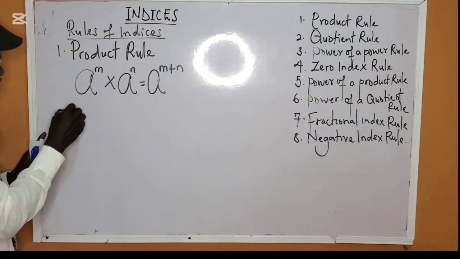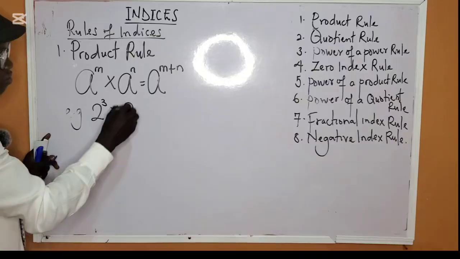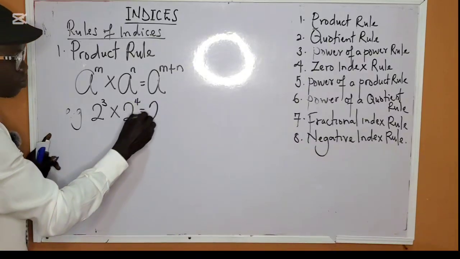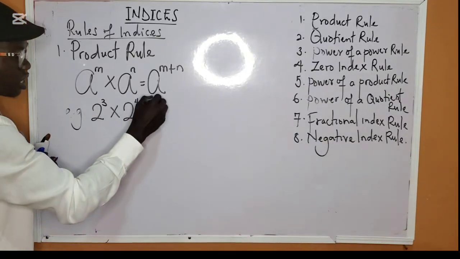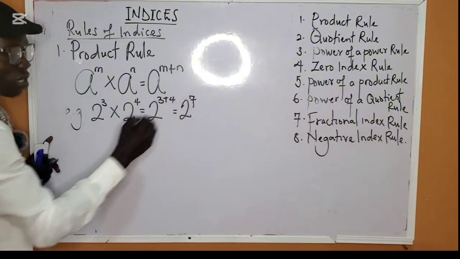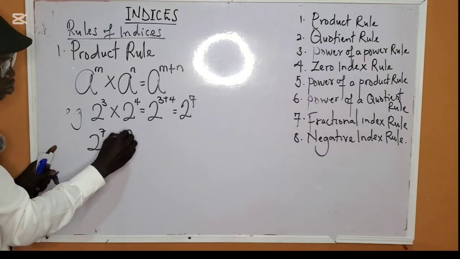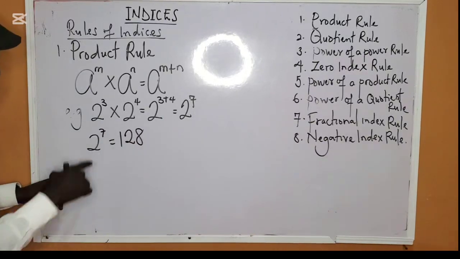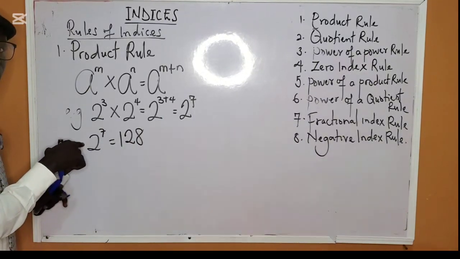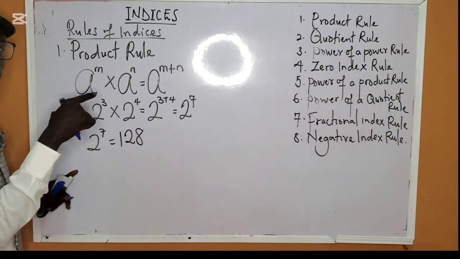Now, an example of this is we have 2 raised to the power of 3 multiplied by 2 raised to the power of 4. That will give me 2 raised to the power of the powers, which is 3 plus 4, equals 2 raised to the power of 7. And as we know, 2 raised to the power of 7 equals 128. That means we are multiplying 2 in 7 places. So 2 multiplied by 2 multiplied by 2 up to 7 times.